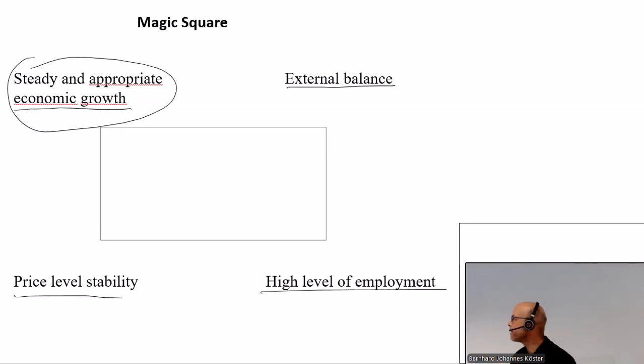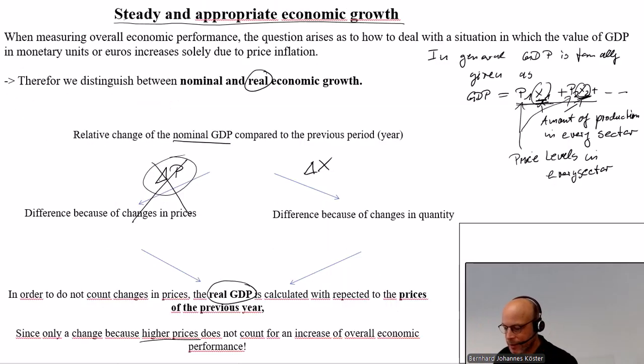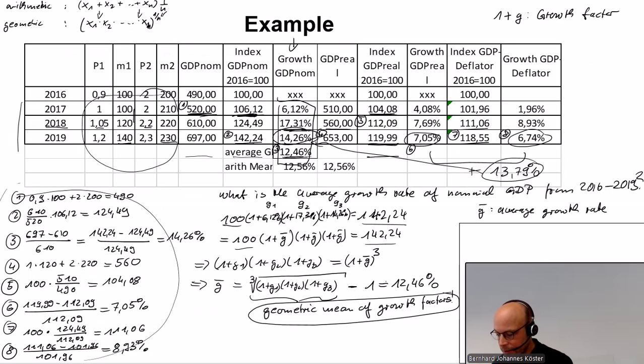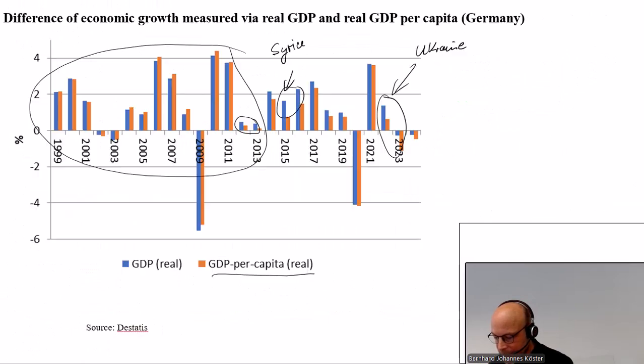Okay, hello everybody. We are going on with the magic square and the target system of our economy. We have talked about steady and appropriate economic growth, and yesterday the topic was price level stability and why price level stability. And today we will go further then and come to the labor market.